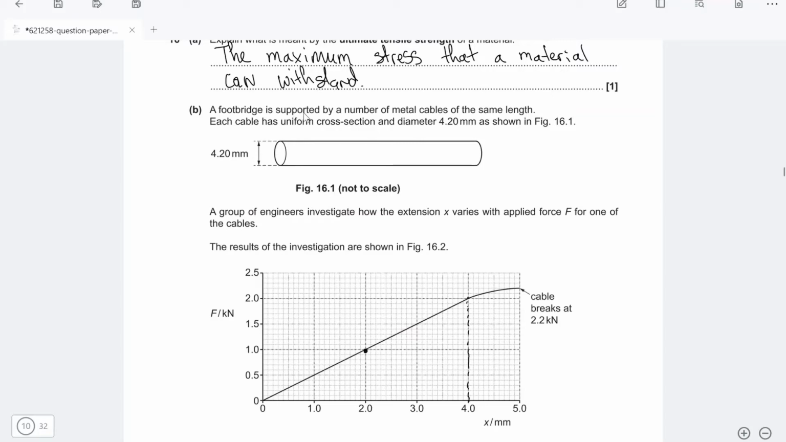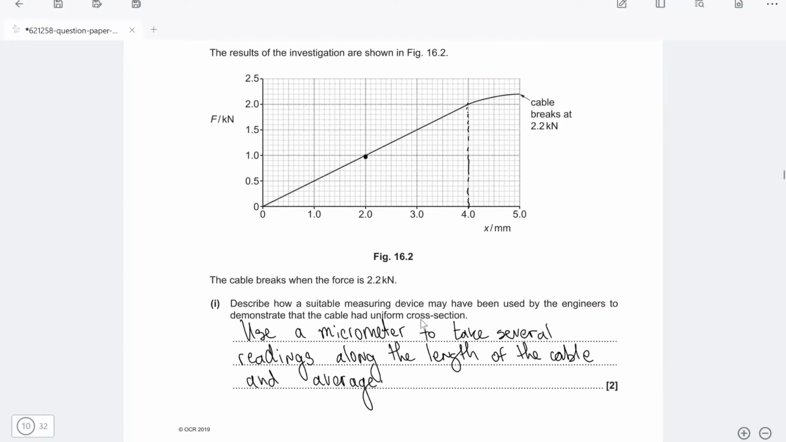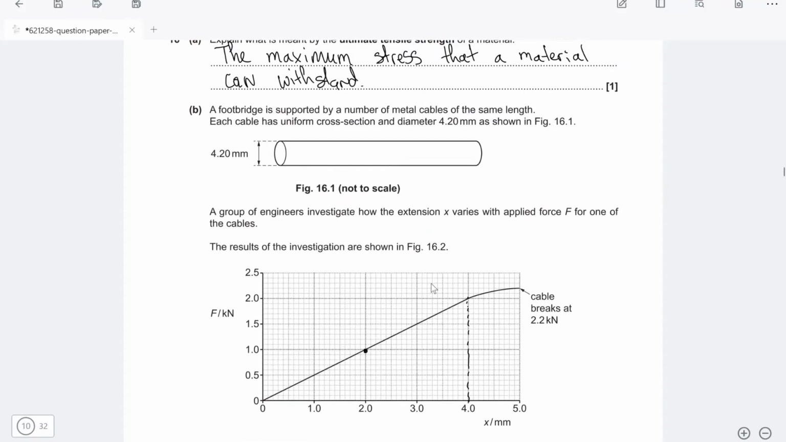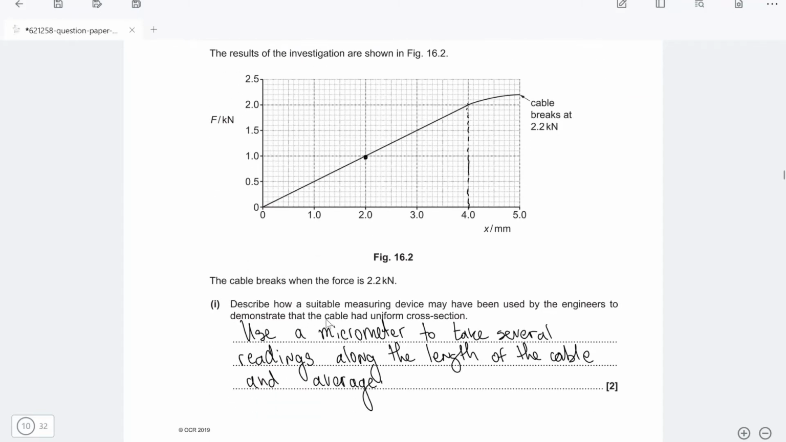So we have a footbridge supported by a number of metal cables, and we're given the diameter being 4.2 millimeters. We have a graph which is shown of the force on the y-axis and the extension in millimeters on the x-axis. Describe how a suitable measuring device may have been used by the engineers to demonstrate the cable had uniform cross-section. Because the cable is quite small, 4.2 millimeters, it is worth using an accurate device, and for cables and wires we use a micrometer.